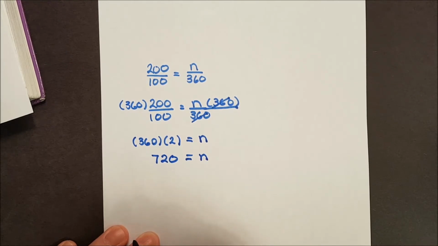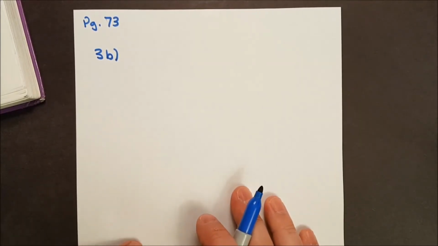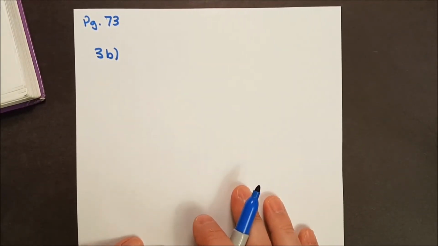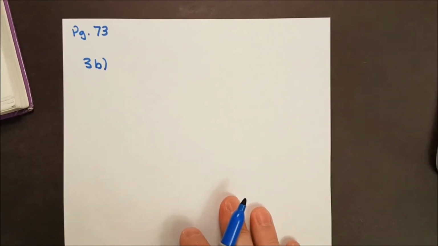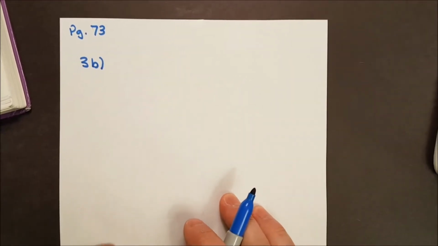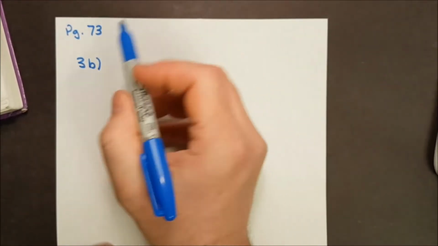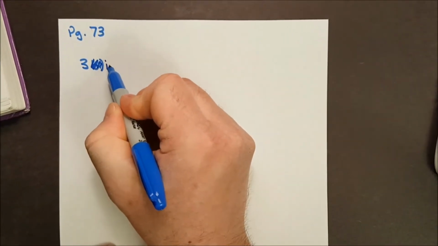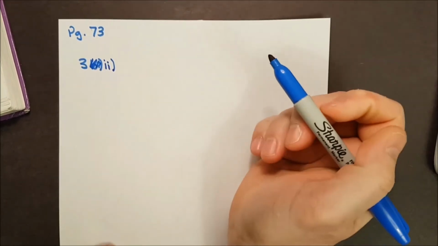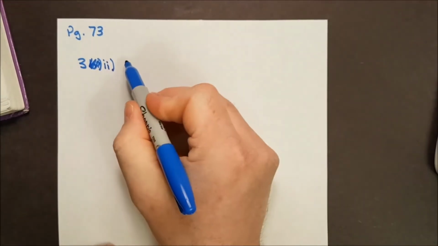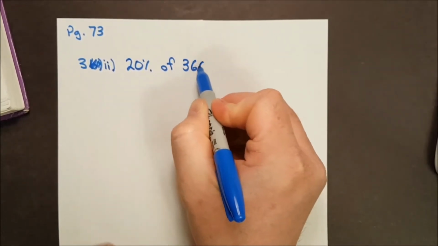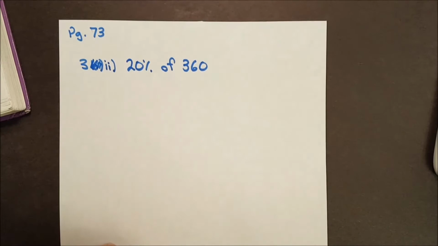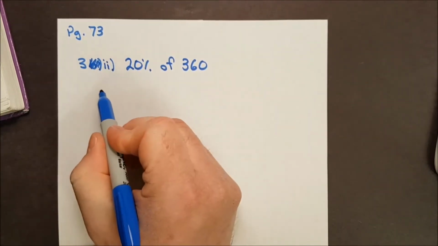Next, we're going to move on to 3b. All right, page 73, 3b. It asks, find the percent of each number and draw a diagram to illustrate. Oh, sorry for the camera shake there. All right, 20% of 360, it's asking us to find. 20%, well, first let's draw a diagram.